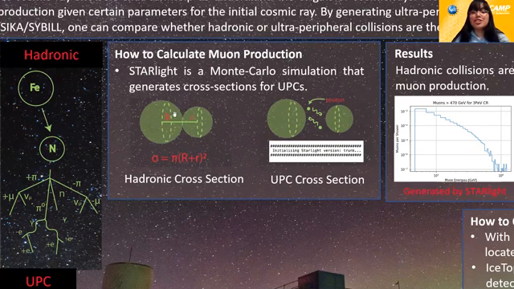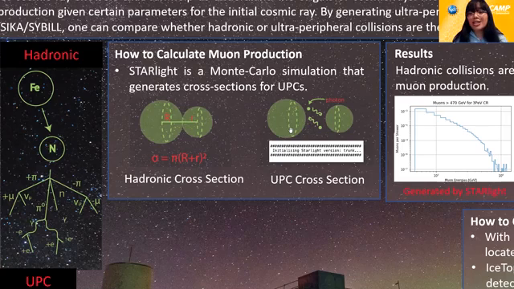And for hadronic collisions, this is simply a calculation through this formula here using the radius of the cosmic ray nuclei and the radius of the atmospheric particle. But it gets more cumbersome for ultra-peripheral collisions because these are electromagnetic interactions.